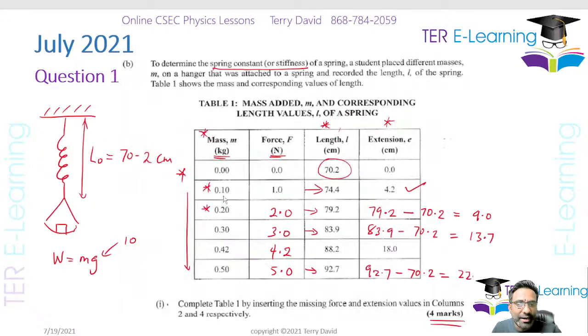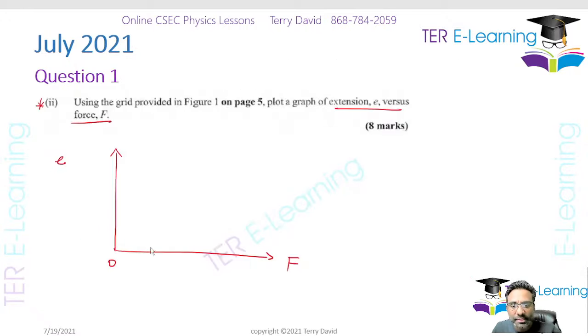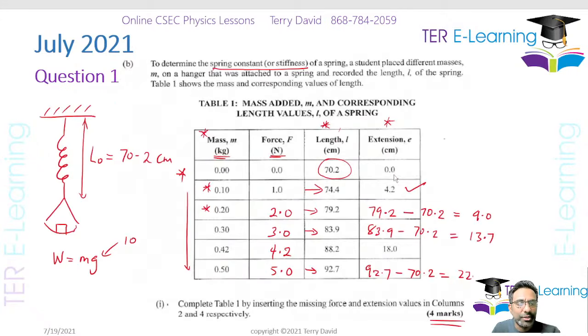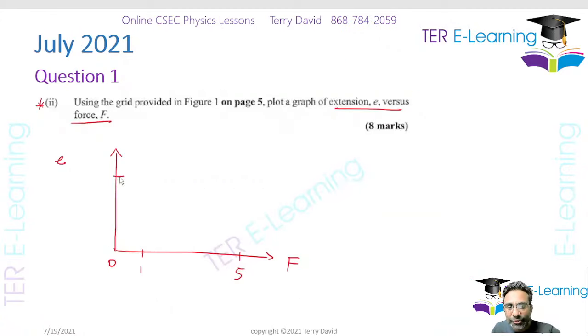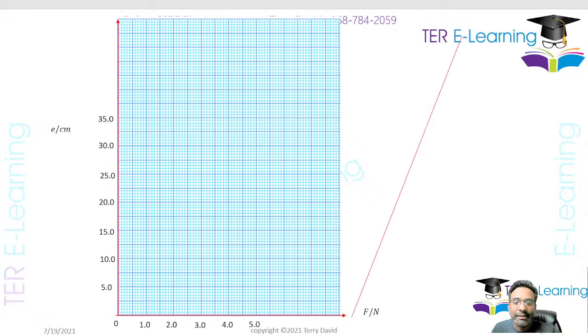Now, look at the values that we have. We have force going from 1 to 5, right? So your smallest value here is 1 and your largest value is 5. So whatever scale we choose, it must cater for that. Then if we look at the extension now, you're going from 0 and your largest extension is this fella here, which is 22.5. So whatever you do, you need to make sure that we can fit 22.5 centimeters on your graph, right? So I've drawn in the axes for you guys here.